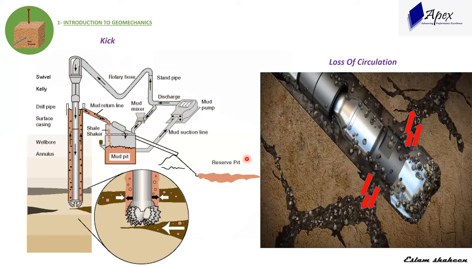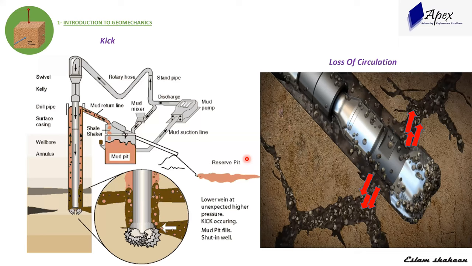For geomechanics in drilling, we need to drill a well with a mud weight. This is the mud used in drilling to maintain a balance for us as drillers to drill a section. So from the point of view of drilling, we have two main hazards that occur while drilling. We have what we call the kick, and we have what we call a loss of circulation.